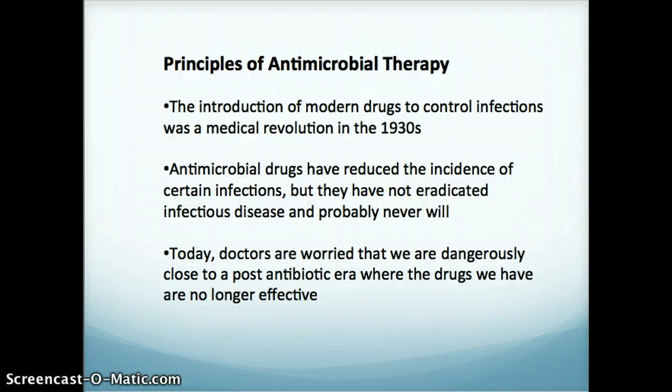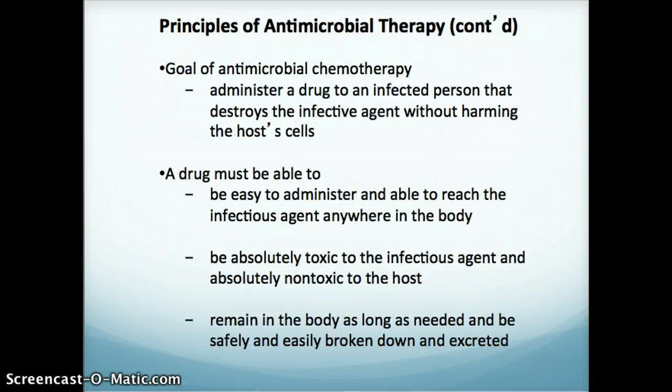A lot of this has to do with how quickly these bacteria can change. And today, many in the medical field are very worried about what we do when our antibiotics are no longer effective, and much of that has to do with the antibiotic resistance we see in many of the bacteria today.